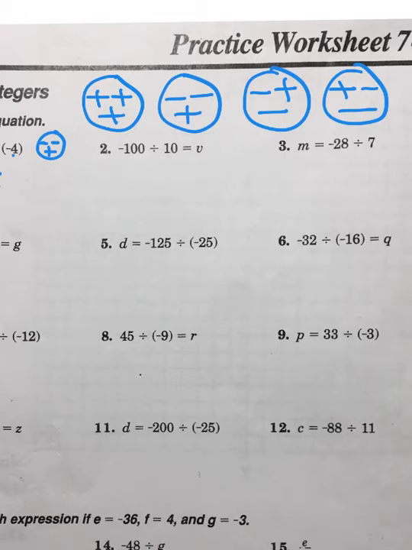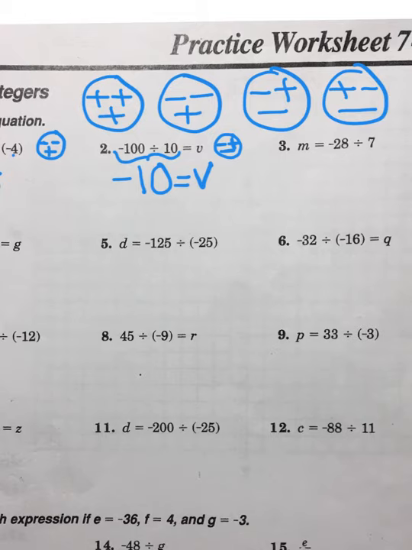But if you look at number 2, it's a negative being divided by a positive 10. Now, we don't always put the positive in front of the number, like in front of the 10, but we know it represents a positive 10. A negative divided by a positive will give you a negative result. Here, your answer is negative 10 equals V. Take a moment and complete this top section.